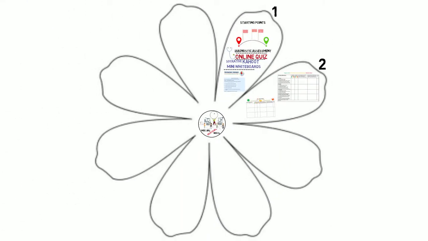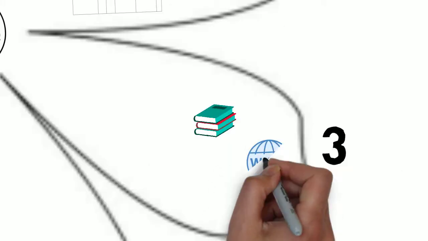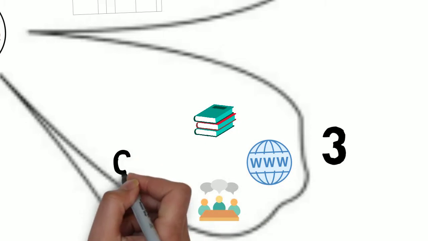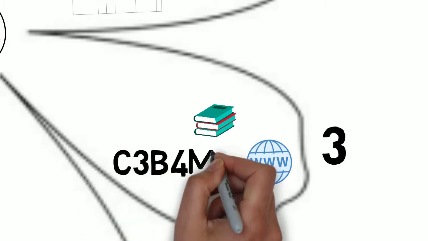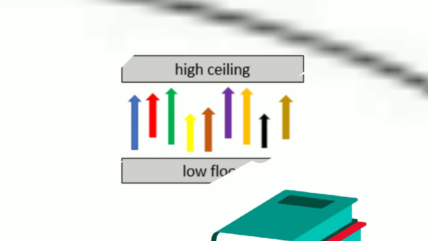Now it's time to actually visit these destinations. Learners use books, the internet, and ask each other before they come and ask me for help. This is formally known as C3 before me. Planning for these lessons incorporates a high ceiling, low floor approach, meaning that I need to be prepared for all learners knowing nothing or knowing it all, and anything in between.